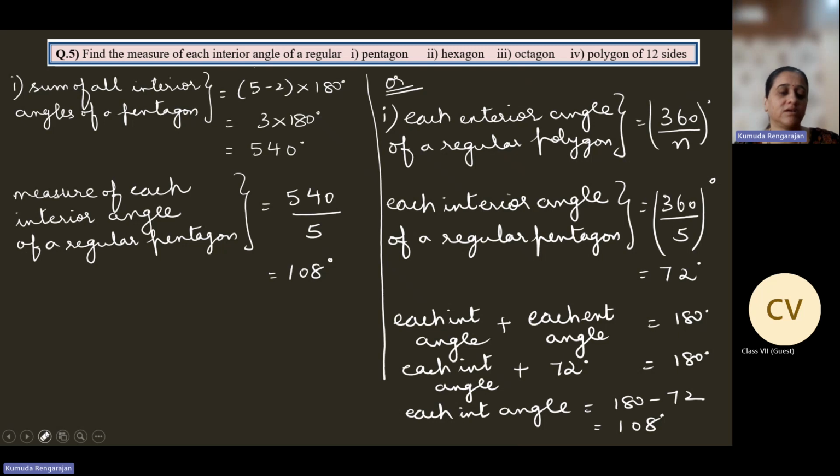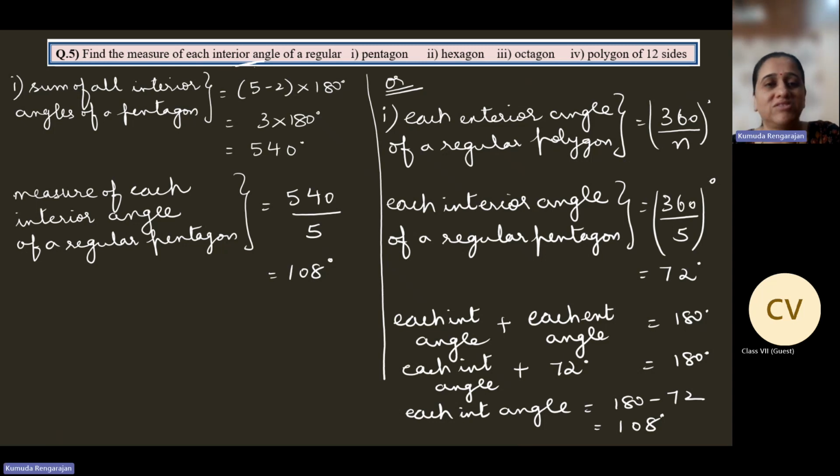This is one way of working. Otherwise, what you can do is find each exterior angle and then find each interior angle. Here, in the first method, we have found the sum of all the interior angles of the pentagon, and then we divide it by 5 to find the measure of each interior angle. The alternate working is you can find the measure of each exterior angle. They have asked you to find the measure of each interior angle, but you find the measure of each exterior angle.